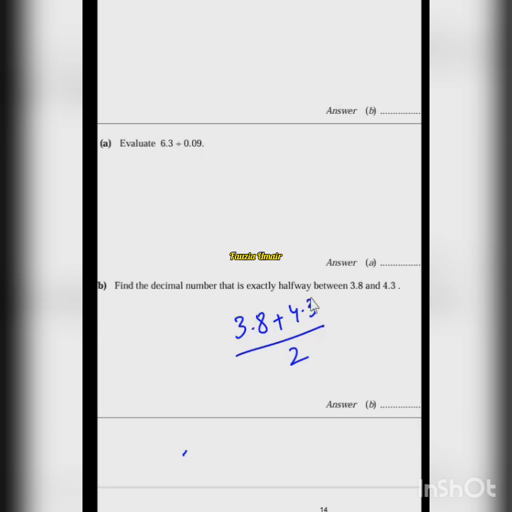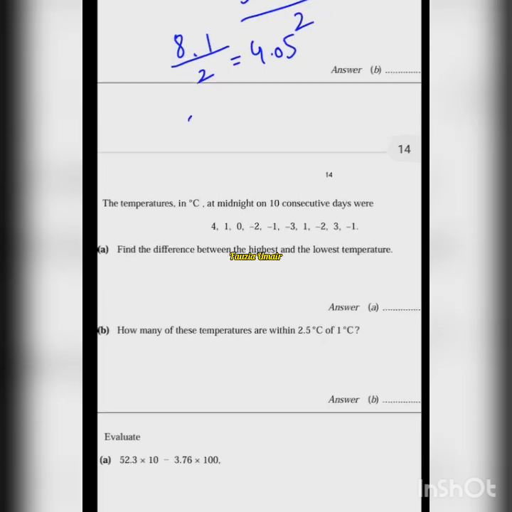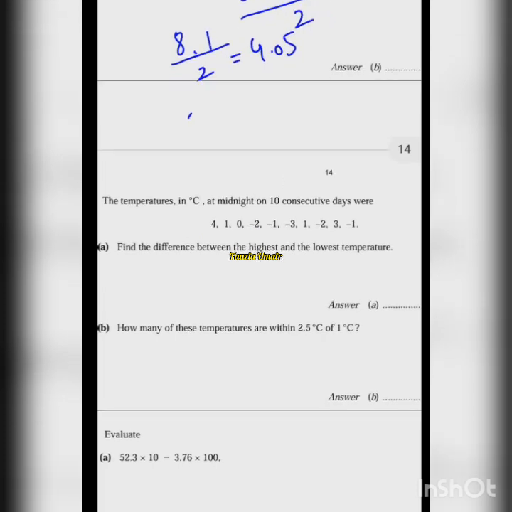So what is the sum? 8.1. Divided by 2, 4.05. So 4.05 will be the answer, exactly between the two numbers. All right. Very good.